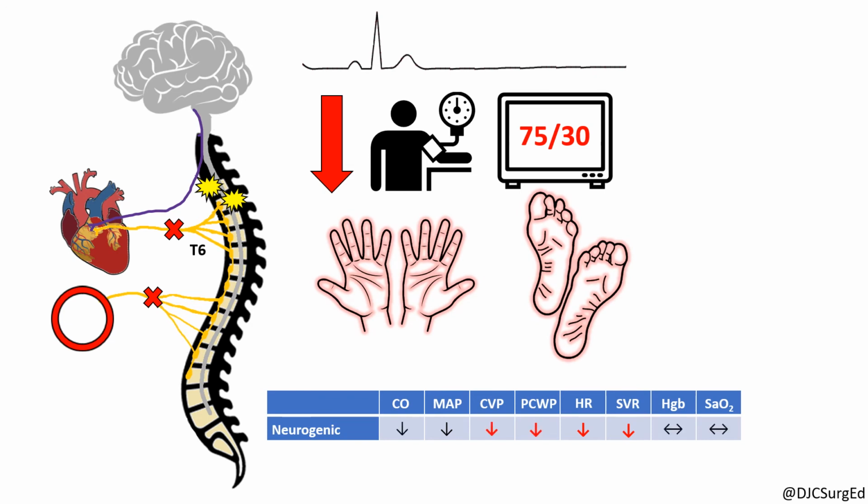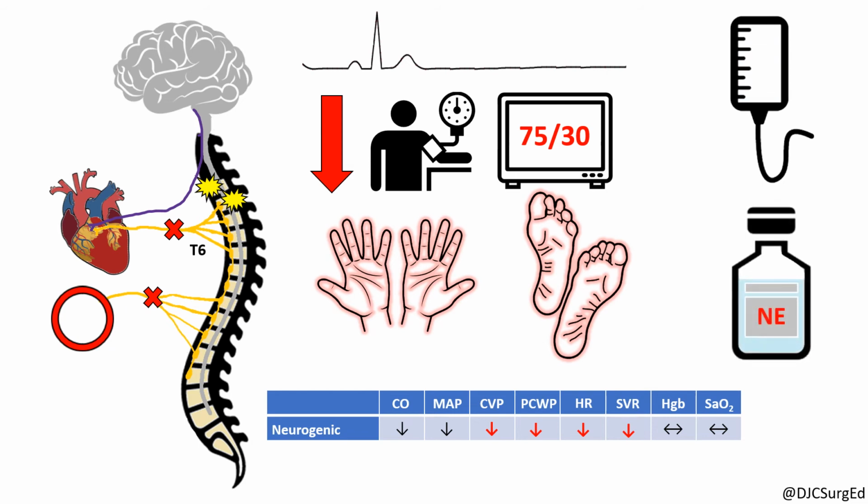Warm extremities is a characteristic exam finding due to pooling of blood in the periphery and subsequent diminished preload. Treatment is intravenous fluid for volume repletion and vasopressor support with norepinephrine, providing inotropic, chronotropic, and vasoconstrictive properties to maintain spinal and distal perfusion.